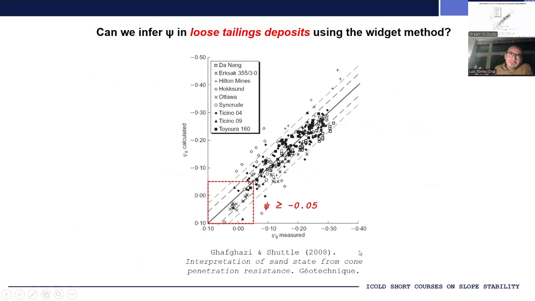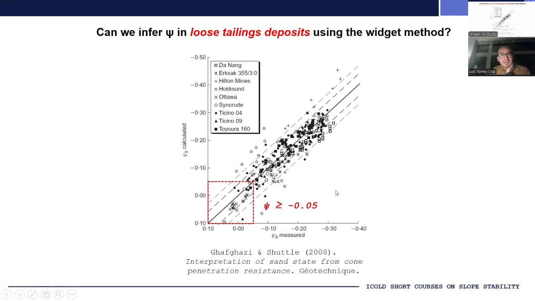Sometimes the answer to that question tends to be yes, the method has been validated, and there's data, for example, in this reference from 2008 that shows that if you take the state parameter calculated using the Wide method, and you compare it to the state parameter that was actually measured in the soil, the data aligns or clusters around the identity line, meaning that the calculated state parameter was equal to the measured state parameter.